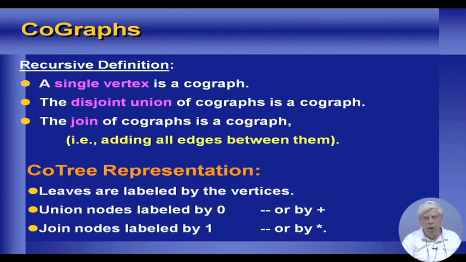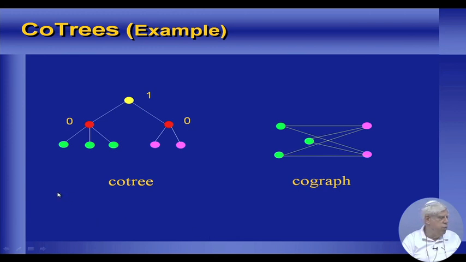And I can record how I build this in a data structure called the CoTree. In this data structure, as we'll see in an example in a minute, the leaves of this CoTree will be labeled by the vertices themselves. The union operation, the disjoint union, will be a parent labeled 0, and the join operation will be a parent labeled 1. Here on the right is my CoGraph. Here is the CoTree. Let's look at the CoTree and see how we built this CoGraph.